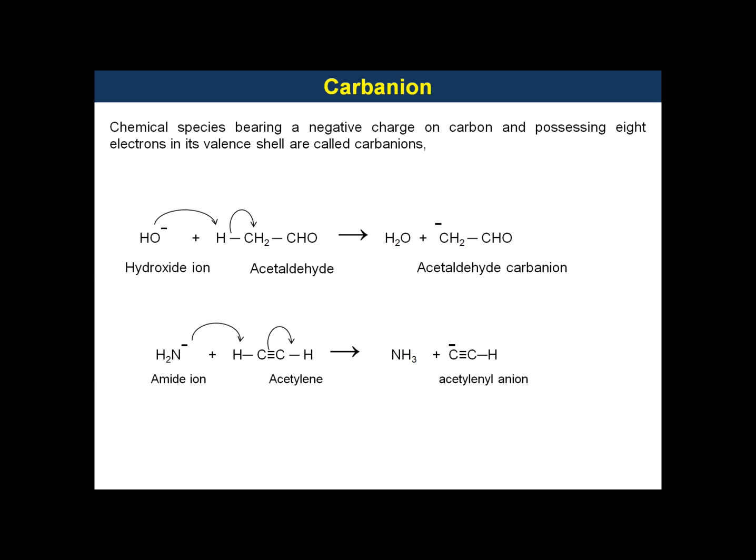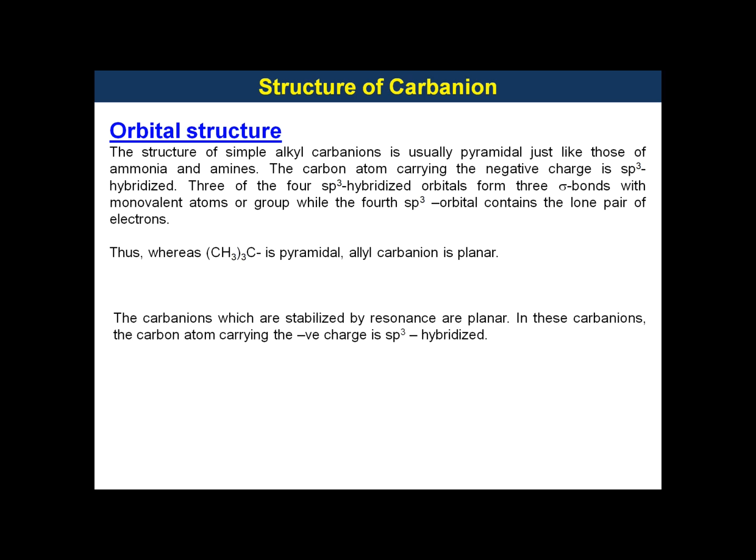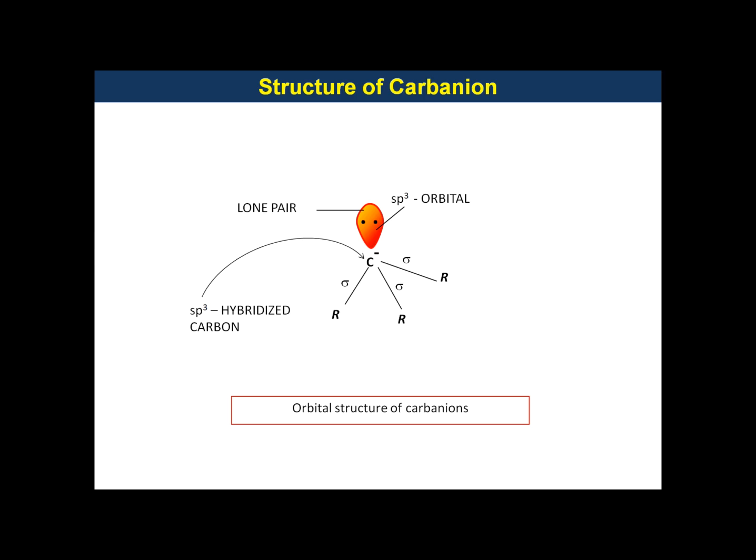Here also it is trivalent. It has 8 electrons in it. That means it attained octet configuration. So it behaves as an electron-rich species. Here in carbanion, carbon is sp3 hybridized, where one of the hybrid orbitals has a lone pair of electrons. Hence, it has an overall pyramidal geometry.